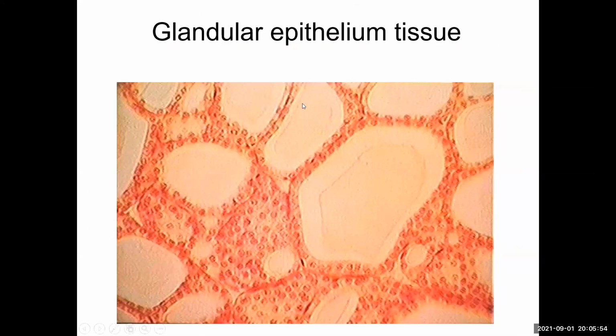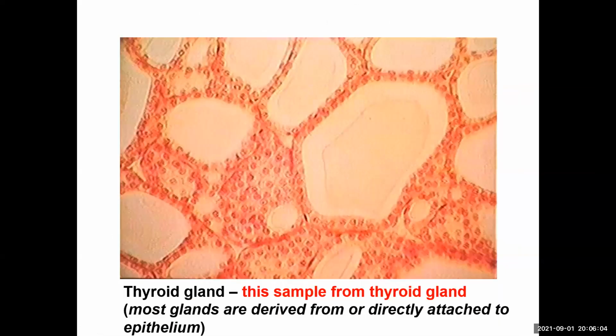Either one is appropriate for this slide only. Call it glandular epithelium, or you can call it simple cuboidal epithelium. All right, so like I said, this came from the thyroid here. So you're going to see this type of epithelium in our glands.